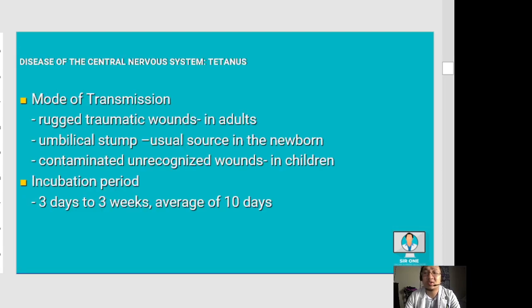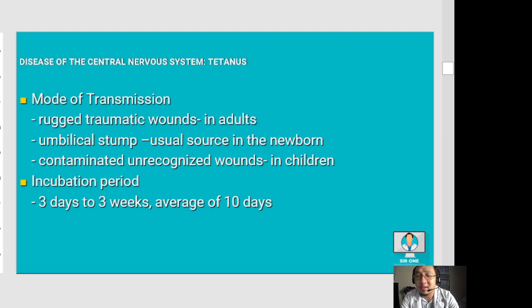Mode of transmission is usually traumatic wounds. Infants or newborns can also be infected with tetanus, and this is termed tetanus neonatorum. Usually this happens in the umbilical stump, where the umbilical cord is cut, and if the instrument for cutting is not sterile, or in other words, it's contaminated, there is a high chance that the infant may be infected. So this is the usual source in the newborn.